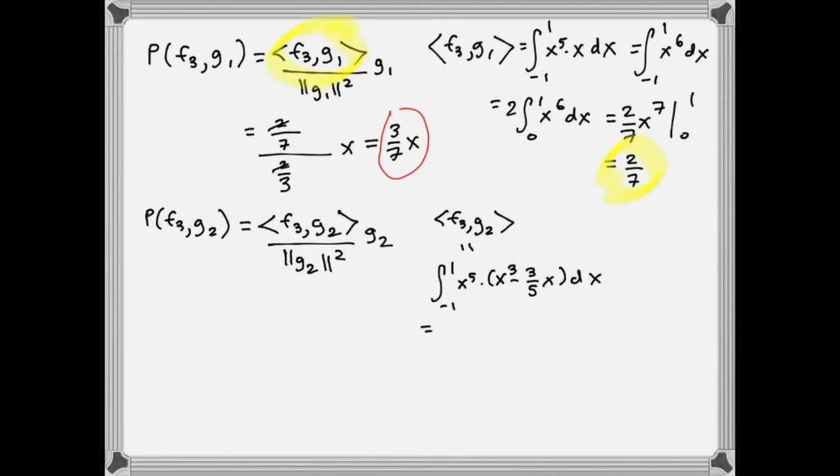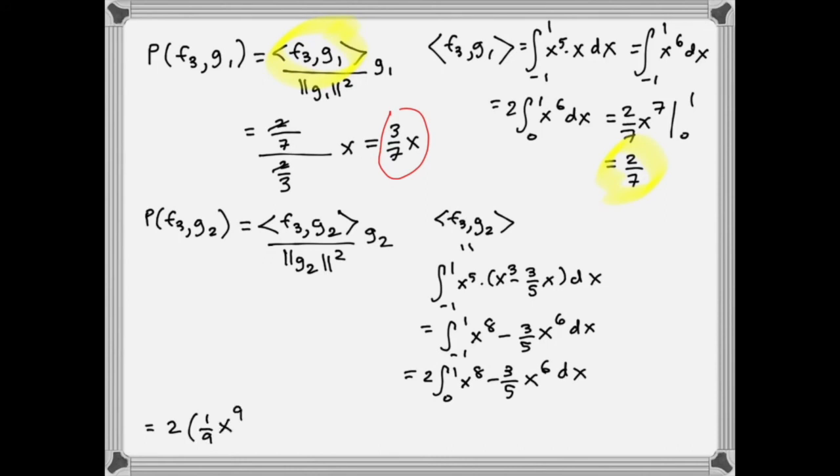So this integral is what? Let's see what we get here. When we actually multiply this out, we get x to the 8th minus 3/5 x to the 6th dx. Again, those are even functions, so we're going to double and go from 0 to 1. This is equal to 2 times, we got 1/9 x to the 9th, minus 3/35, because I'm multiplying by 7, x to the 7th. And we're going from 0 to 1.